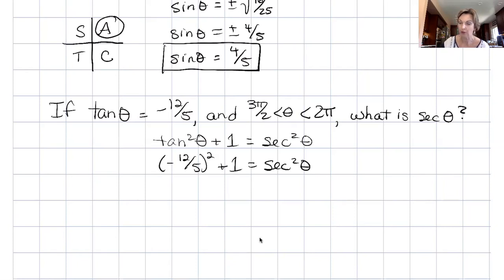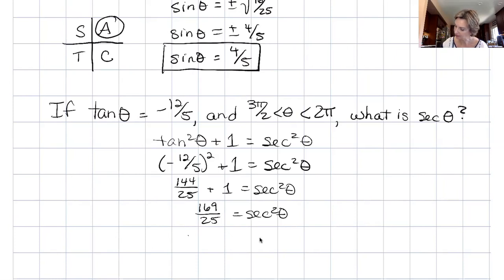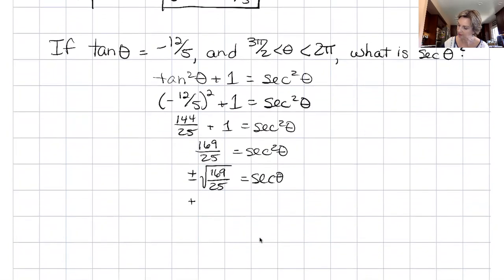Okay, so -12/5, we're going to square that, 144/25. And 1 is 25/25, so when we add that, we get 169/25. Now you're going to have to take the square root of both sides, and you get plus or minus the square root of 169/25 for secant, or plus or minus 13/5.